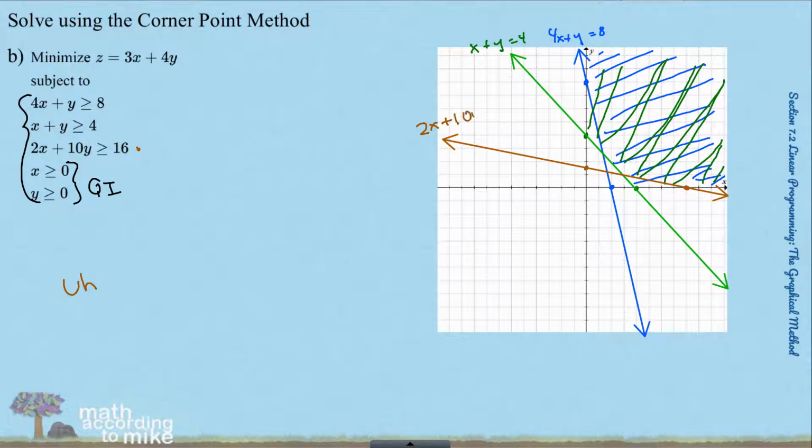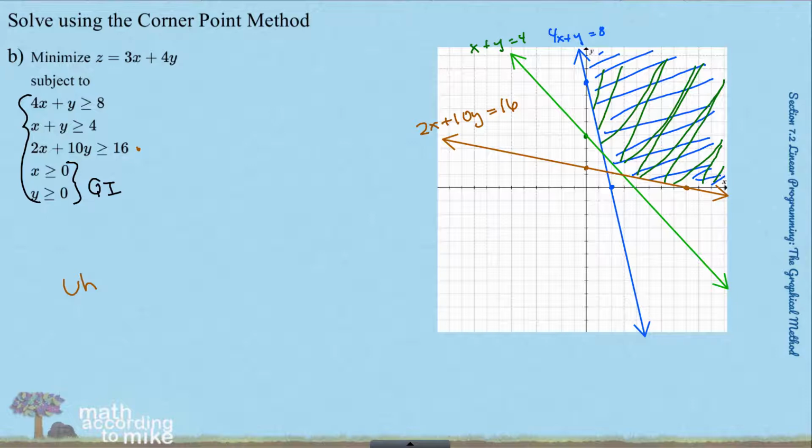2x plus 10y equals 16. And shading, this is also above. Because it's about to get pretty messy, notice in all 3 cases we were above all 3 lines, and we are in the first quadrant. So what we have there would be your final answer for the feasible region.